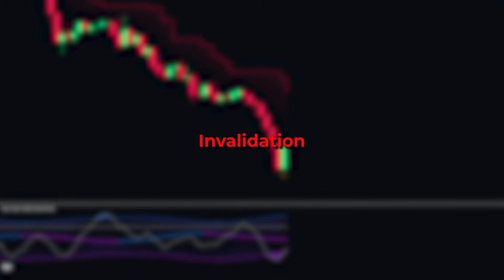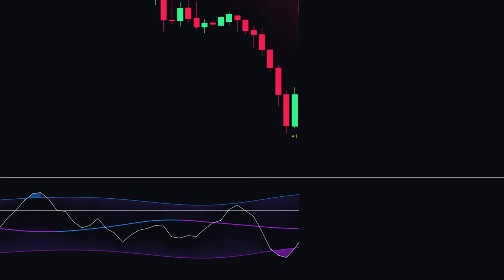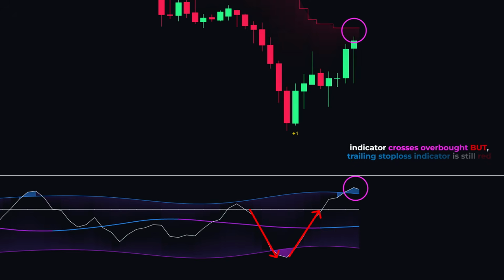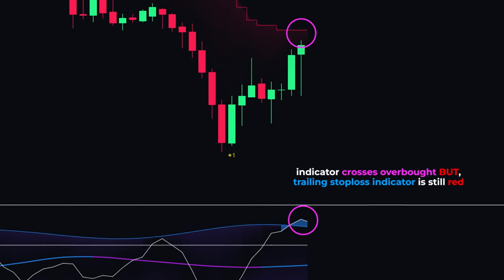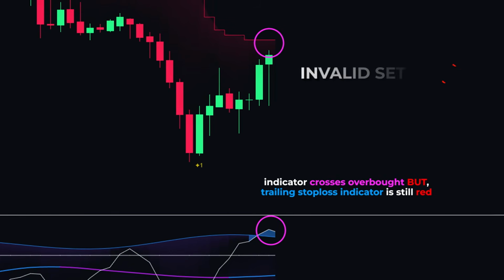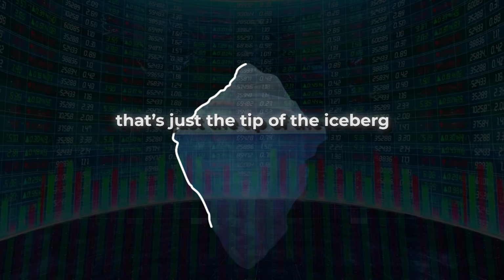A quick side note: the invalidation of this strategy is similar to the DT oscillator strategy. If the DT oscillator crosses below the lower bands, crosses back inside, but right before the trailing stop indicator confirms the entry, the oscillator crosses above the upper bands, then the trade is invalidated, and you should avoid taking a position. Now that's just the tip of the iceberg.